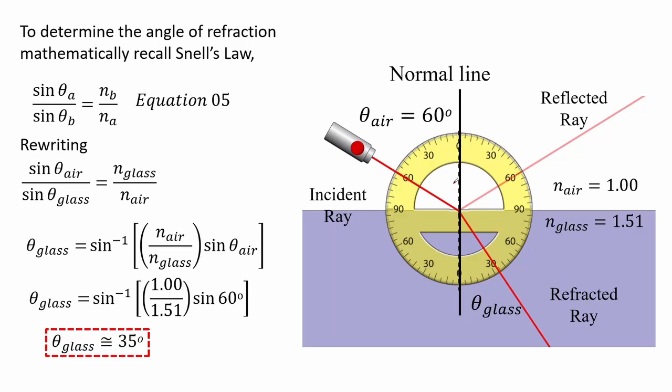To determine the angle of refraction mathematically, recall Snell's law as shown by equation 5. We rewrite the equation to solve for the angle that is refracted, which is represented by theta glass. Substituting the known values such as the index of refraction for air, we see that the angle refracted is about 35 degrees. Do not forget to set your calculator to degree mode.